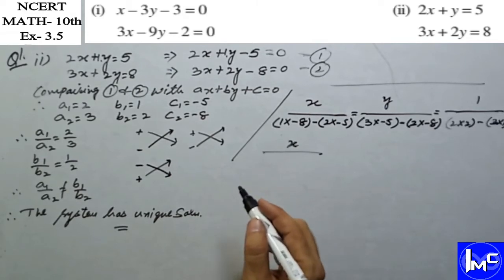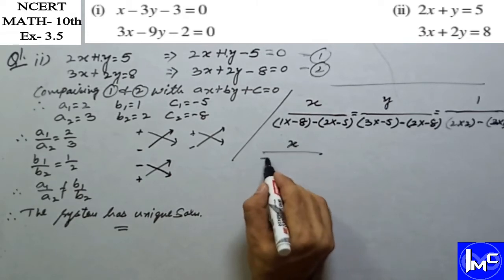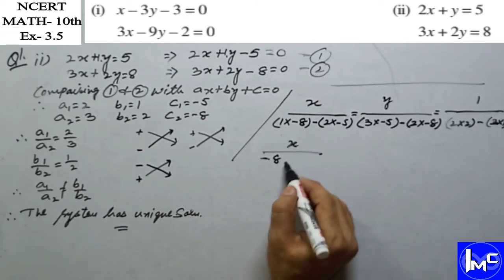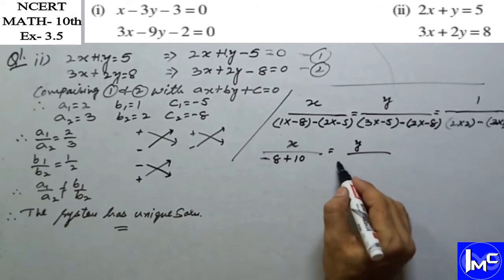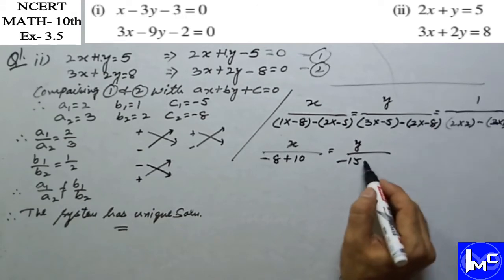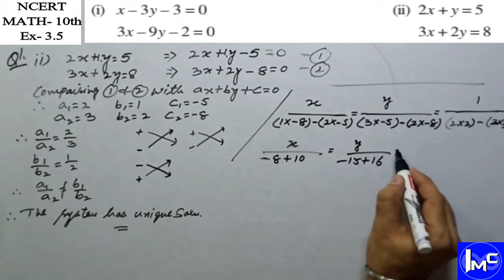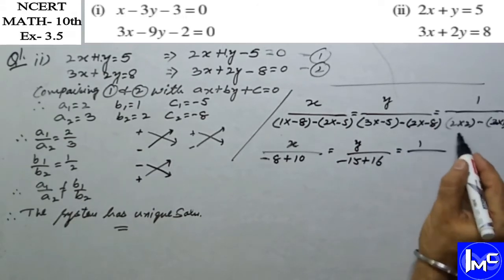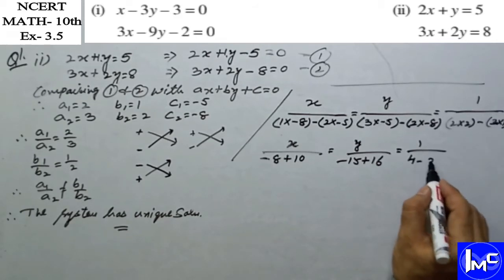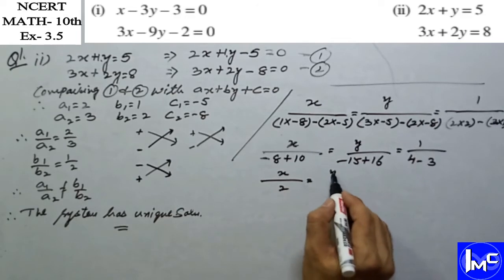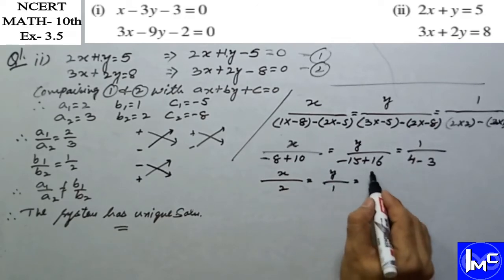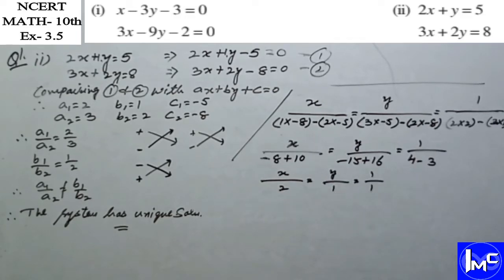And now we will solve these coefficients multiplication, and it will be -8 minus minus plus 10, minus 15 minus minus plus 16, 2 2s are 4 and minus 3. It will be x over 2, y over 1 and 1 over 1.